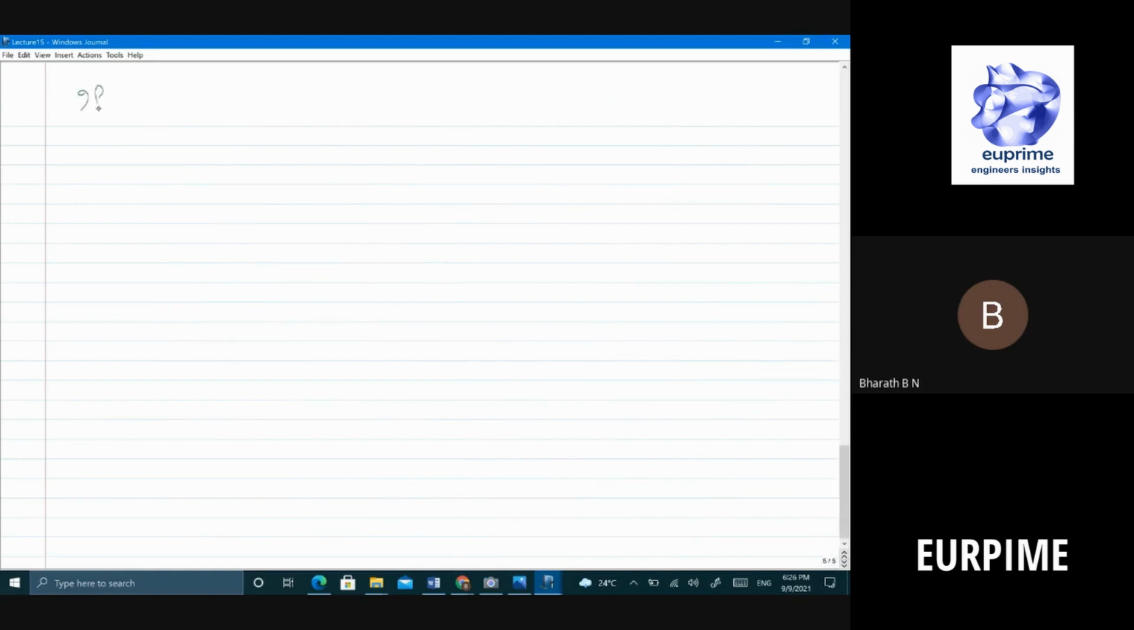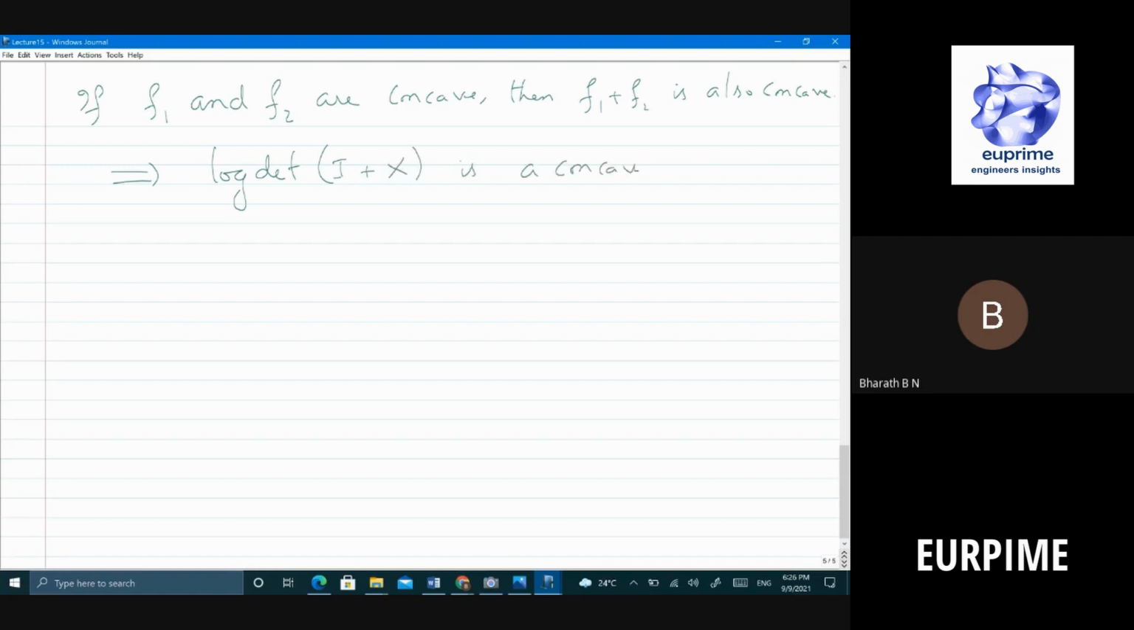Okay, so if f1 and f2, or for a change I'll say concave, then f1 plus f2 is also concave. I want you to verify. It's a trivial exercise, but of course, if it's true for 2, it's true for 100 billion also, right? Induction. So this implies that log of determinant of identity plus x is a concave function, because it's a sum of concave functions.